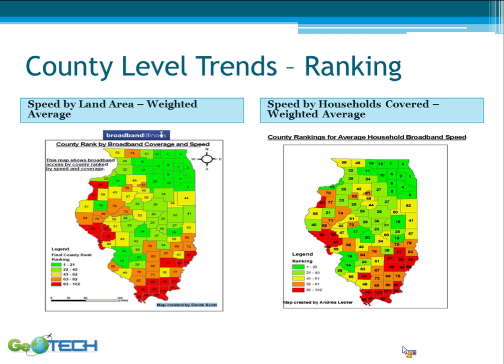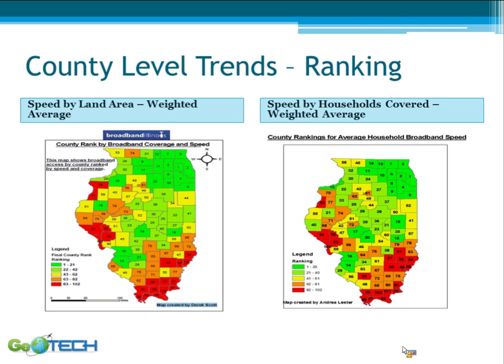So the map on the left is actually looking at the percentage of a county geographically covered by different speeds. The map on the right is the percentage of the households covered by different speeds in a county in terms of broadband internet availability. So whether you're talking about geographic coverage versus the coverage against population, I wanted to be able to produce a map to see which counties ranked higher or lower against one another. And the counties with the lower rankings have higher broadband and better broadband availability, and they're in green.